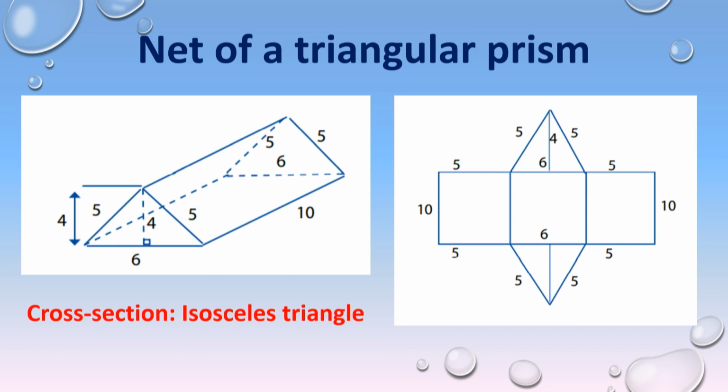The second example here is where the cross section of a prism is an isosceles triangle. Remember, an isosceles triangle will have two sides equal and two angles equal. So you have your two triangles on the right here in the net. At the top and at the bottom, you have your two isosceles triangles. Then you have a base of your prism, which is found in the middle, and the two inclined sides are found at both ends here. So this is the net of your triangular prism.